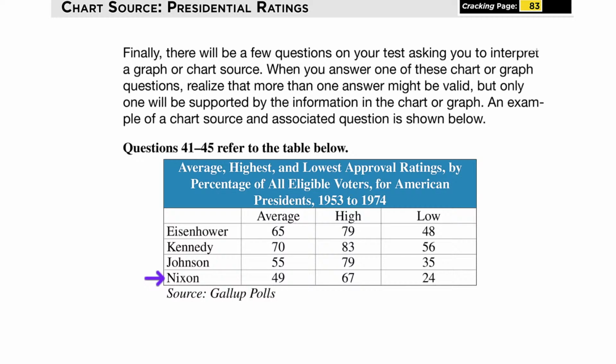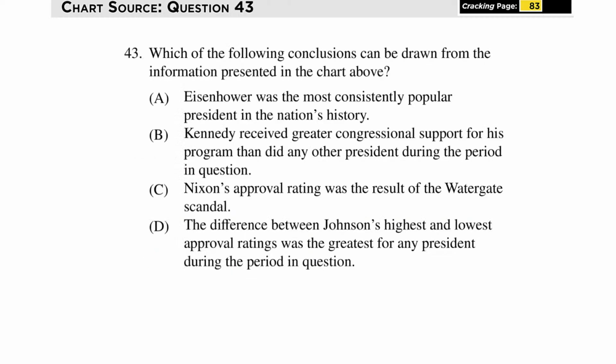So we can see some patterns here. Like, I guess overall, maybe Kennedy was a little more popular than Eisenhower. Nixon definitely seems to be the least popular one here. Johnson kind of in the middle, right? So we see some patterns. So now let's take a look at our answers and our question, and we'll see what we can eliminate.